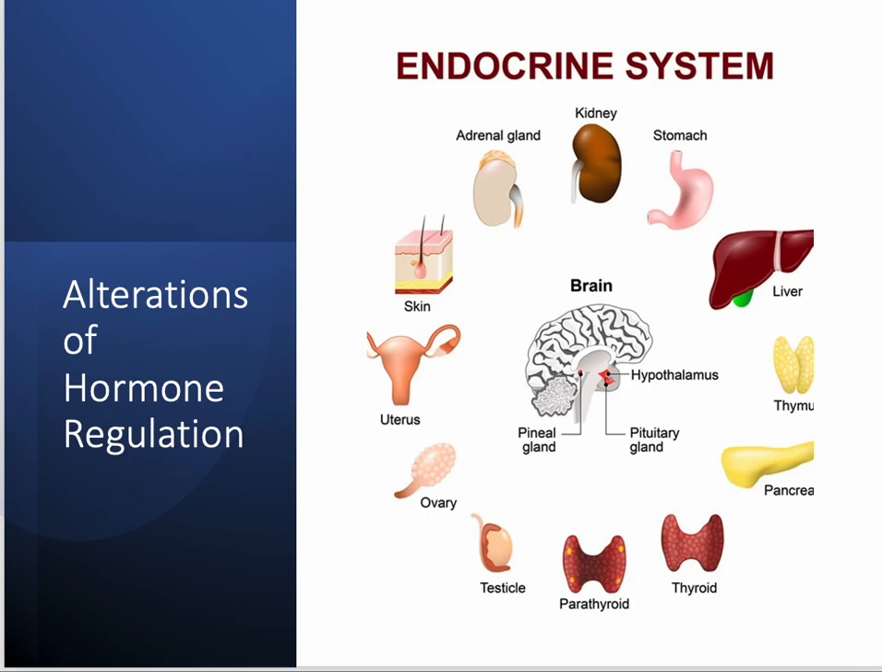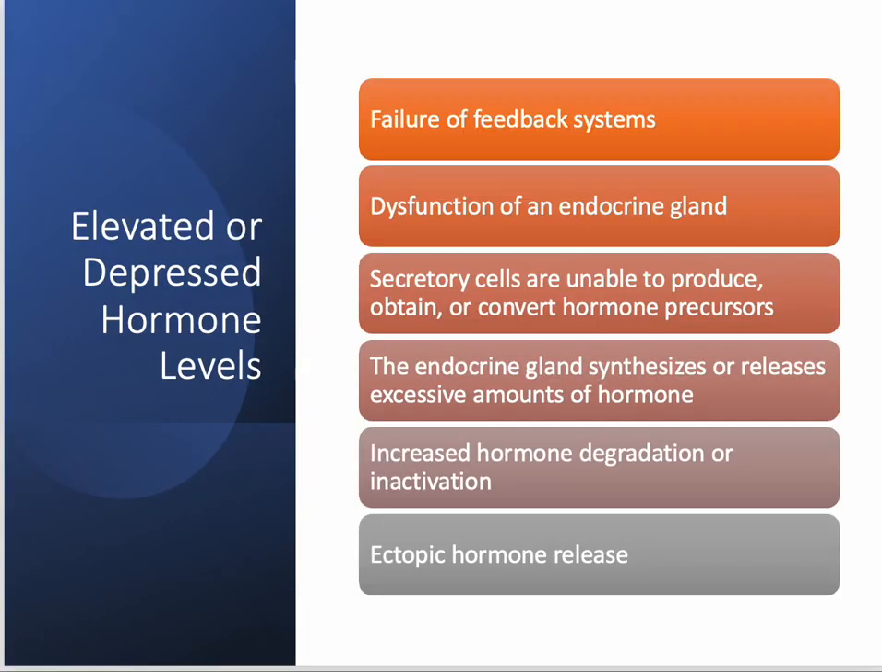Hi everyone. In this recording, we are going to talk about endocrine problems. So problems in the endocrine system result in either elevated or depressed hormone levels. This can be caused by many things. It could be failure of feedback systems, could be dysfunction of the gland itself.